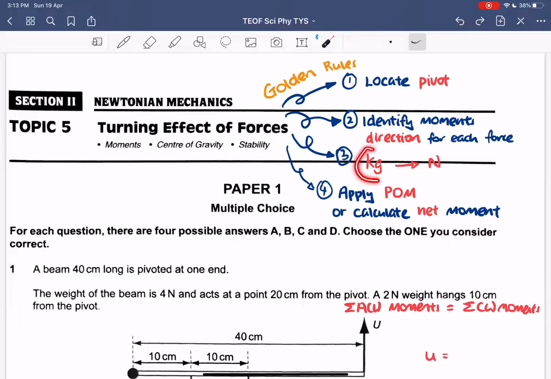Now next, sometimes they will give you masses which are in kg, and you have to change them straight away to forces, which is in newtons, because moments is force times perpendicular distance.